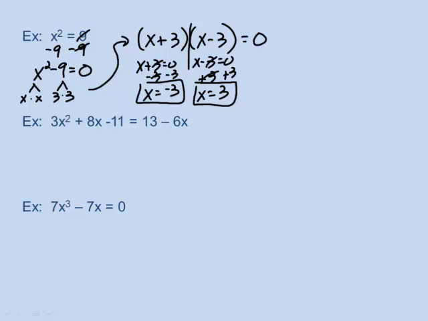3x squared plus 8x minus 11 equals 13 minus 6x. It has to be set equal to 0 to use this method. So we're going to subtract 13 from both sides to remove the 13, and we're going to add 6x to both sides to get our right-hand side to be 0. Now combine like terms on the left-hand side. We now have 3x squared plus 14x minus 24 equals 0.